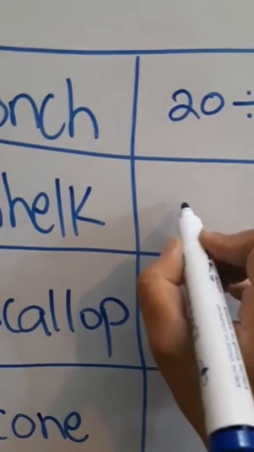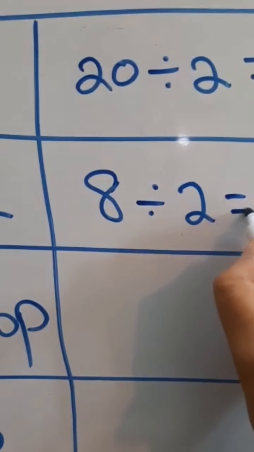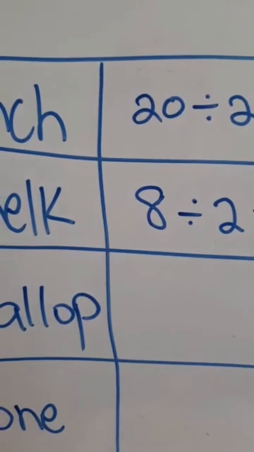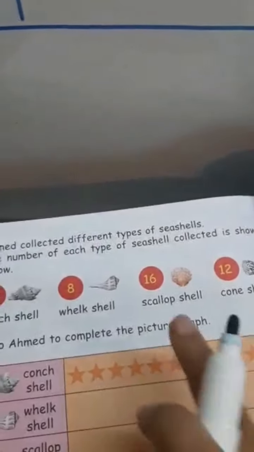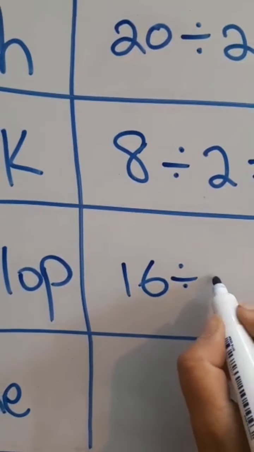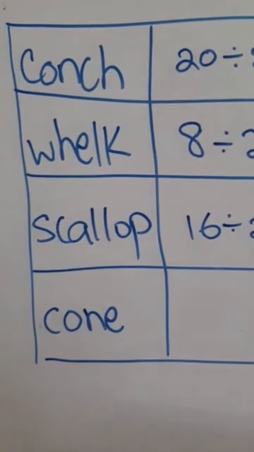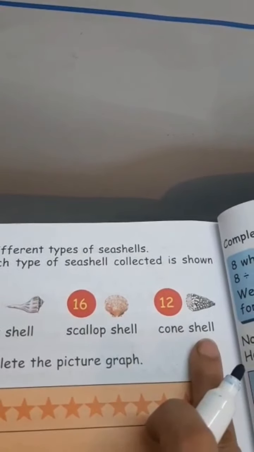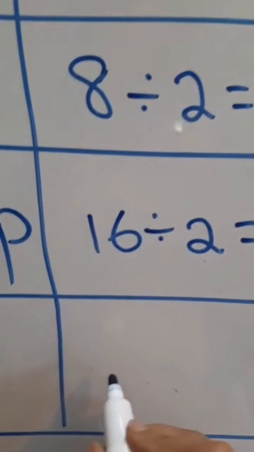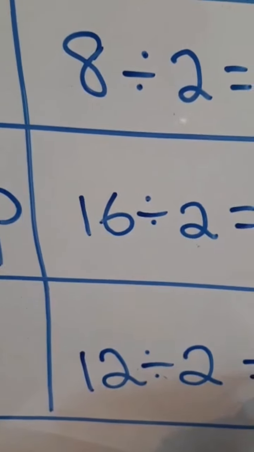Okay? 8 divided by 2 equals dash. This third one is a scallop shell. Okay, he found 16. 16 divided by 2 equals dash. And the last one is cone. And he found 12 cone shells. Okay, come back to the board. 12 divided by 2 equals dash.